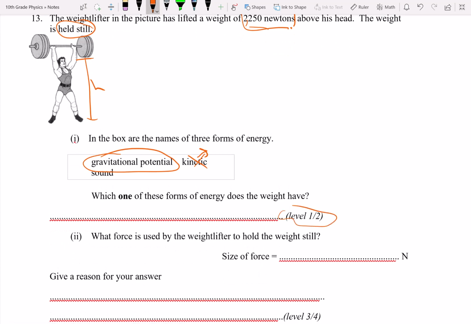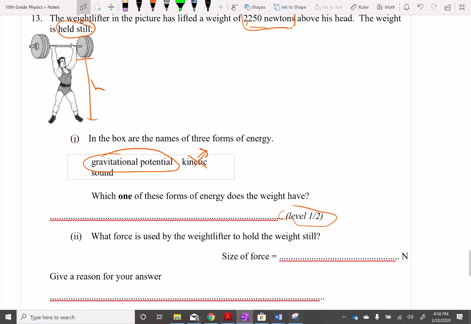What force is used by the weightlifter to hold the weight still? He's using applied force, right? He's holding it up there using his body, which is applied force.